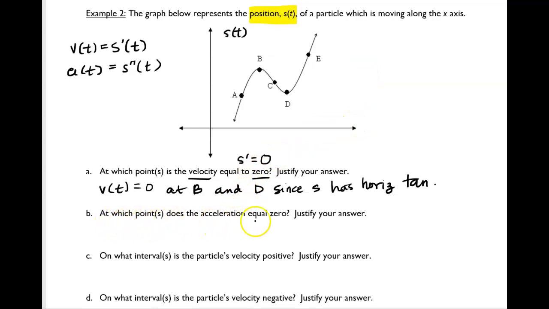B, at which point does the acceleration equal 0? So acceleration equals 0 means when is the second derivative 0? So that will happen when you have inflection points. So when your graph changes from concave up to concave down, or vice versa. So the only place that that happens on this graph is at C. So notice I am concave down, and then at C I switch to concave up. So a of t equals 0 at C, since s of t has an inflection point.